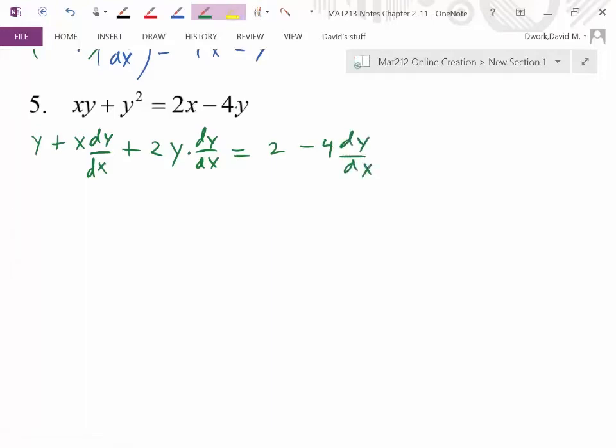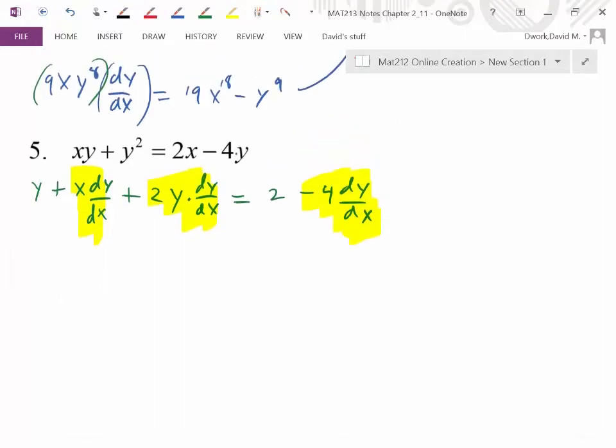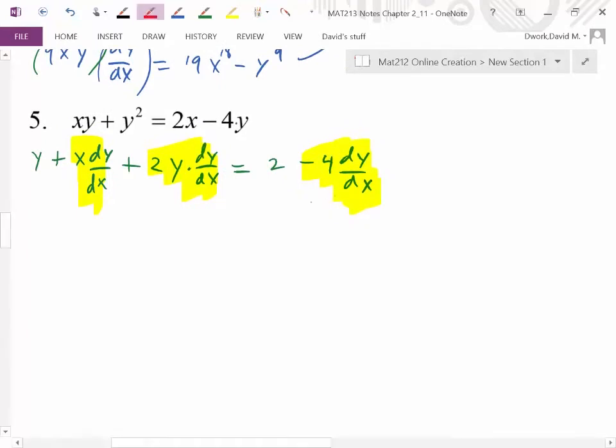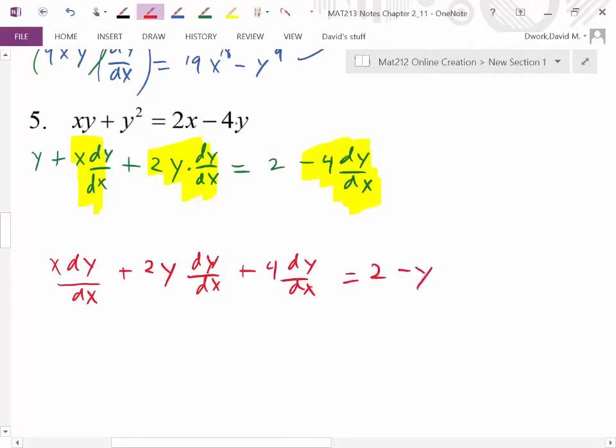So now in this problem, you'll notice there are 3 terms that have dy dx in it. So, as I said in the last problem, our goal is move all the dy dx's to one side, move all the other terms to the other side. So I'm going to move my dy dx's to the left, and then everything else to the right. So I'm going to add the 4 dy dx's over and subtract the y all in one step. So that should give me what? x dy dx plus 2y dy dx plus 4 dy dx is equal to 2 minus y.